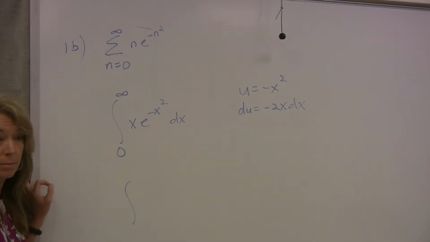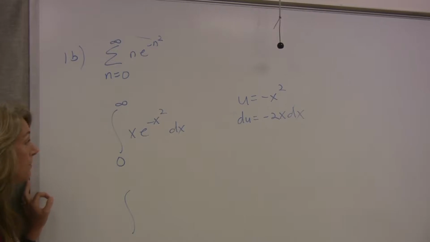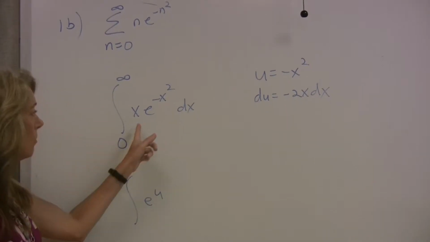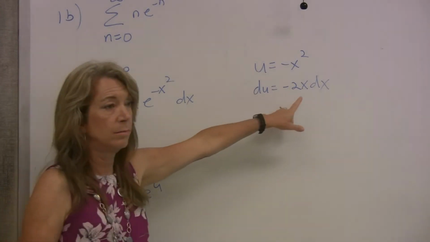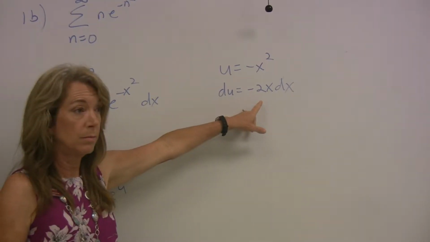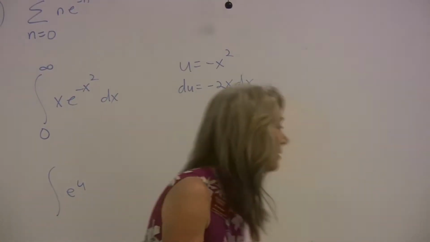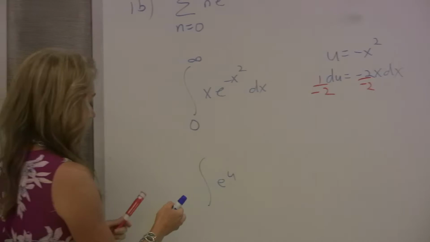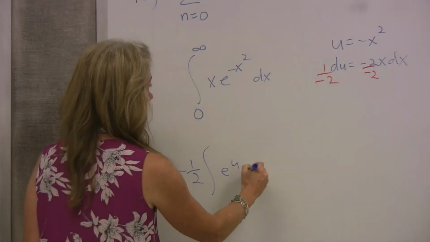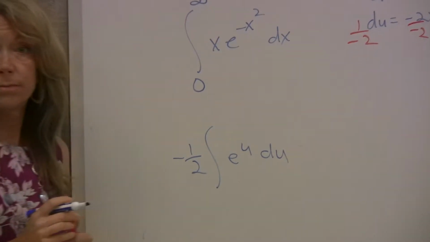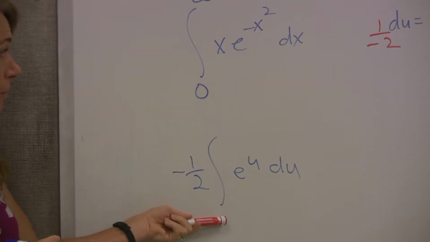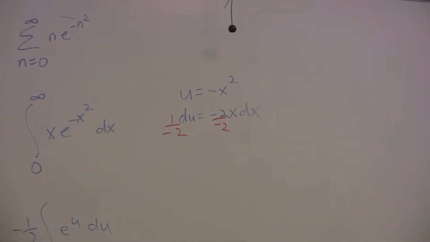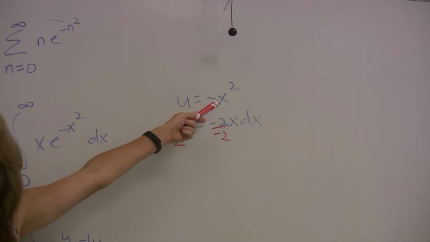Do we have to switch our x's? So this is going to be e to the u. What's going to happen to the x dx? Negative 1/2 is going to come to the other side, right? Divide by negative 2. So this is going to be negative 1/2 e to the u du. What's down here? Substitute in for x. Negative 0 squared, still 0.